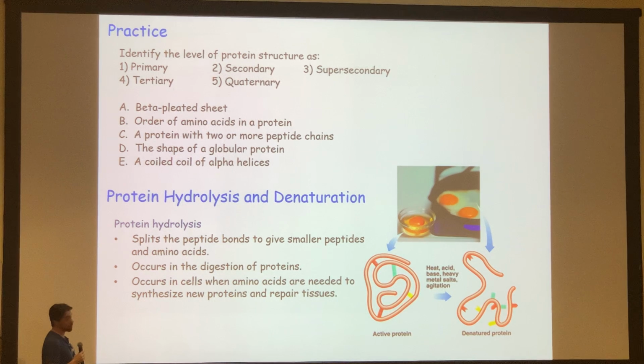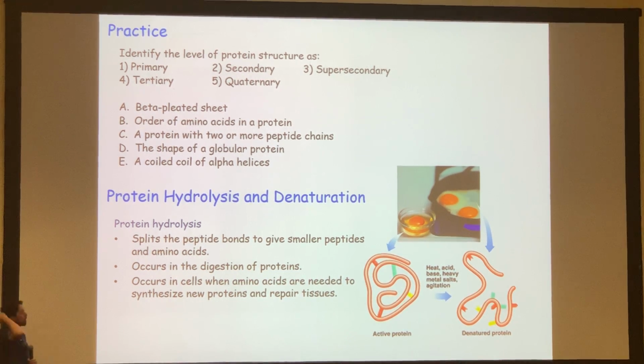Shape of a globular protein. Tertiary tells me that. And a coiled coil of alpha helices. That's not secondary because it's a combination of secondary elements, so it's super secondary, but it's not yet the whole protein. So it's not tertiary. Make sense?